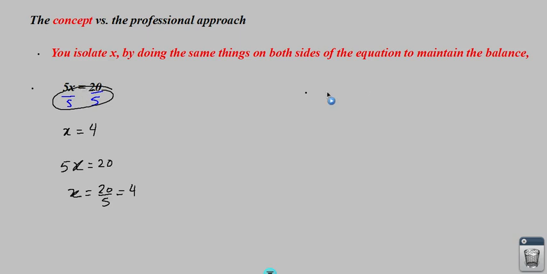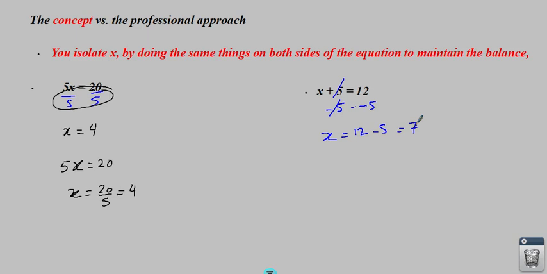Similarly, if x plus 5 equals 12, what is x? Now x is added to 5. So what cancels addition is subtraction. So you would find people saying subtract 5 from both sides of the equation. So 5 minus 5 cancel out, giving you x equals 12 minus 5, which is 7.